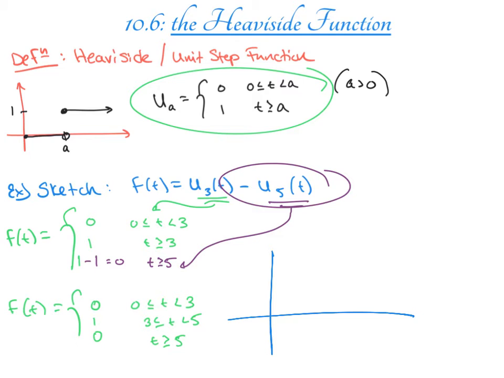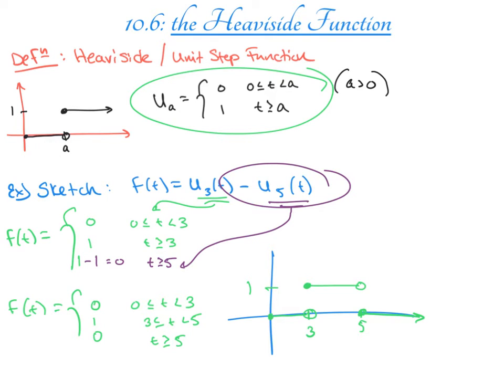Okay, so from 0 to 3, I have 0. No disagreement there. From 3 to 5, I have 1. But from 5 on, I have 1 minus 1. So I have 0 again.